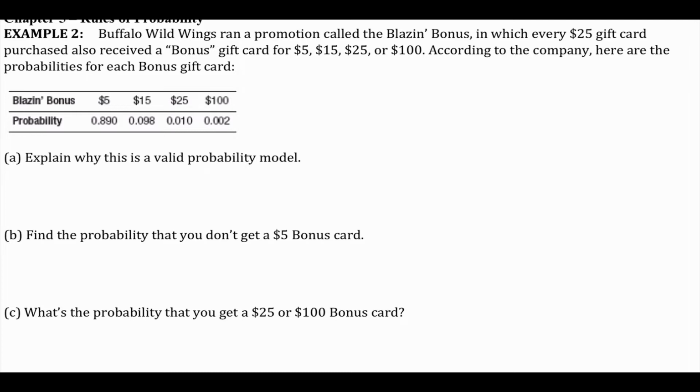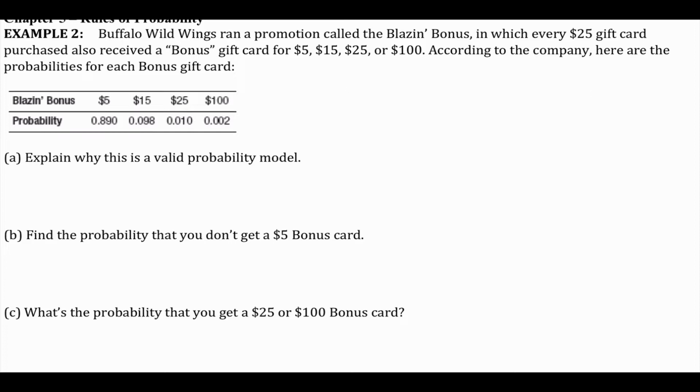So if I were to walk in during this promotion and buy a $25 gift card for someone, there's about an 89% chance that they'd also throw another $5 on top of that. There's about a 10% chance that I'd get a 15, about a 1% chance that I'd get 25, and even less than that chance that I would get $100 on top of it. Okay, so explain, is this a valid probability model?